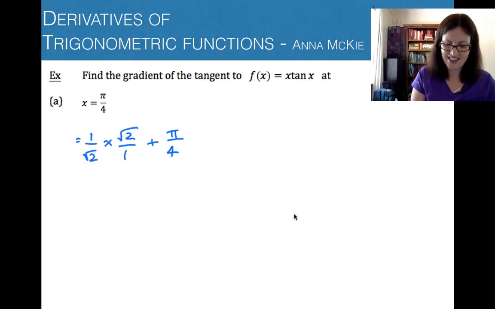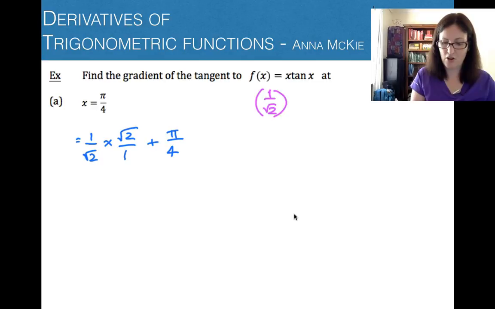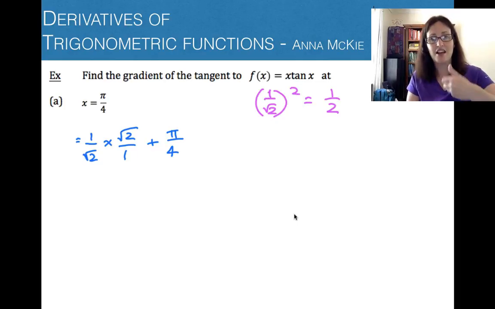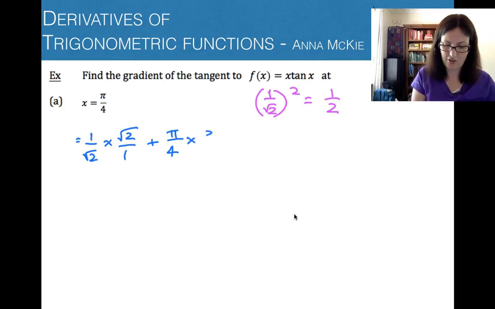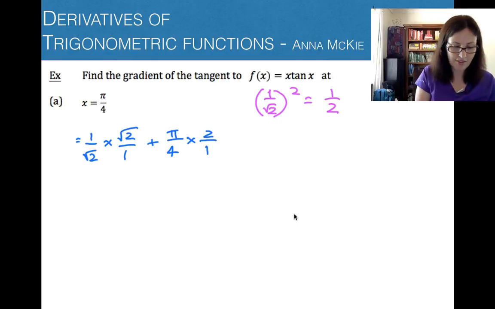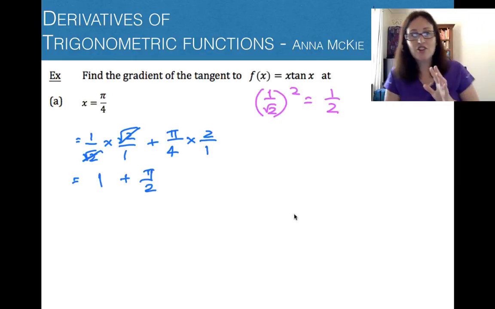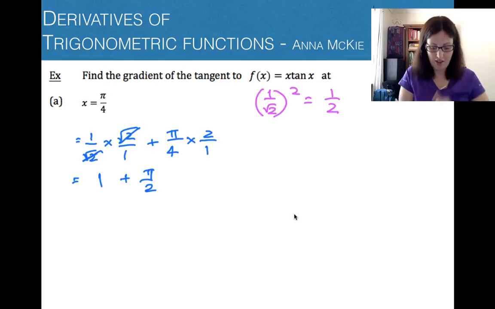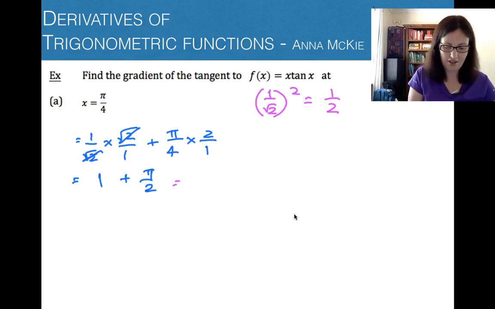Now we had 1 on root 2 all squared, and that's the equivalent of 1 on 2. So we're going to flip that and multiply. So 2 on 1. Simplifying this, you notice that these will cancel out and it'll come down to 1, and the next part will be pi on 2. So I encourage you, as often as you can, check this with your calculator. For speed, I'll tell you that in the run mode, you would get 2.57 for this.